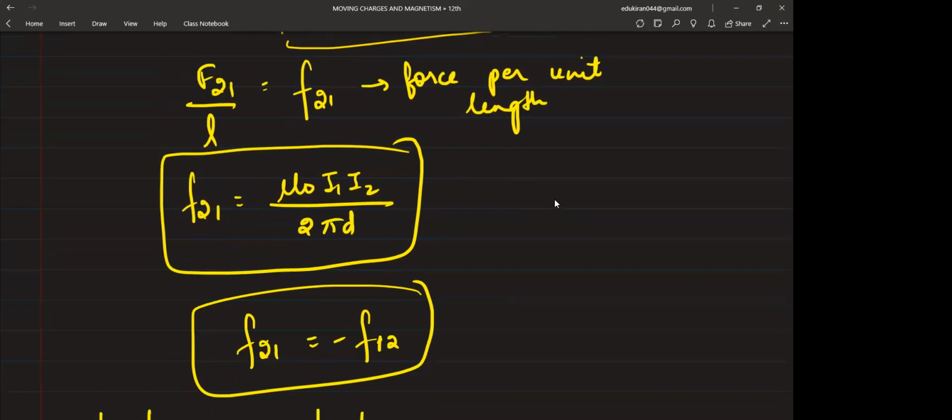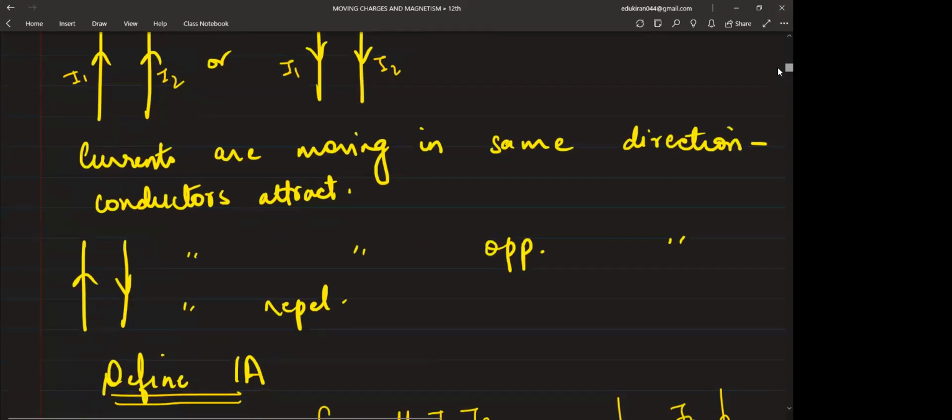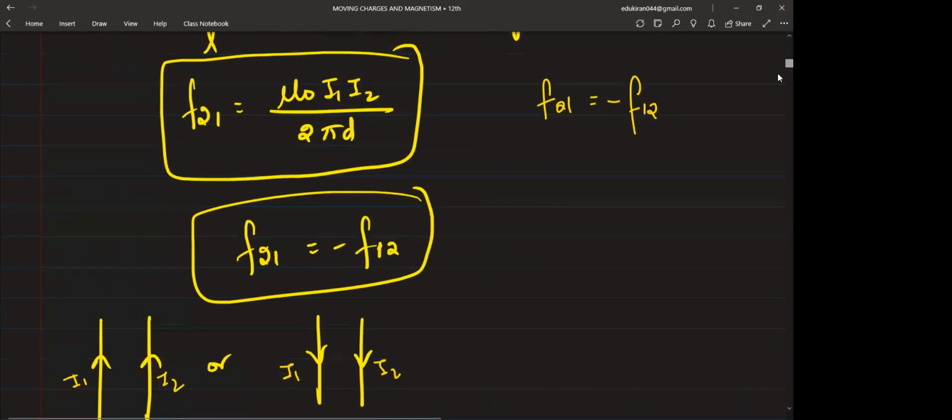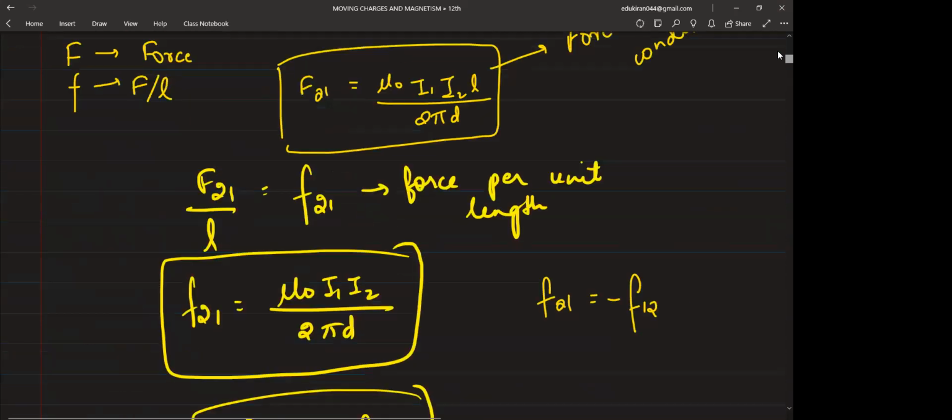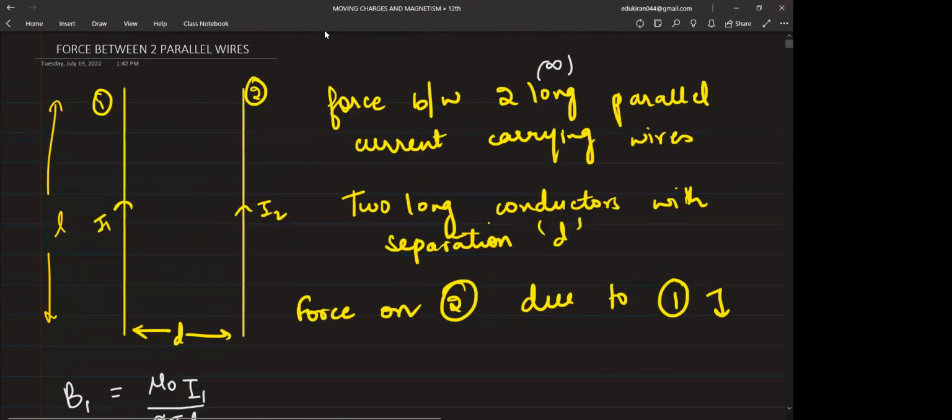And one more thing, class: if you're calculating the force on second due to first, it will be negative of first due to second. So this is just like the action reaction combination. This I'll tell later. First, just copy down this part, then I'll tell. Start writing.